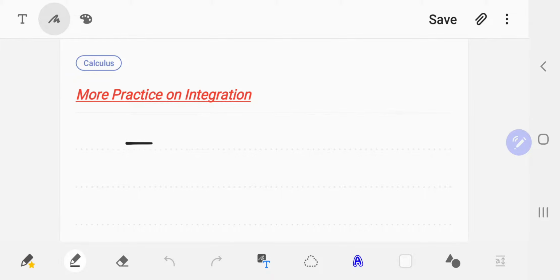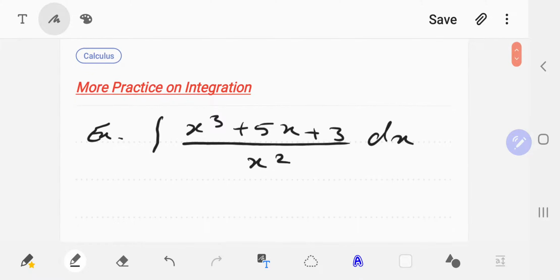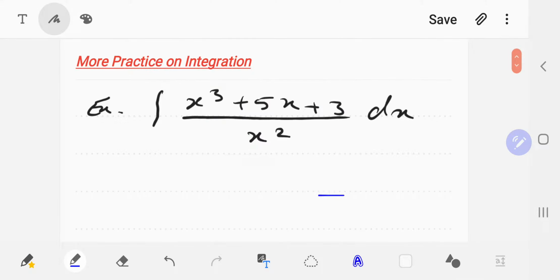Let's try to do some extra practice on some ideas of integration. For example, if I'm asking you to integrate x cubed plus 5x plus 3, all over x squared, depending on x. Again, what's the first thing you should do? You have to look if it's ready or not. Well, in this case, it looks not ready. Why is that? We have a power in the denominator that can be taken up.